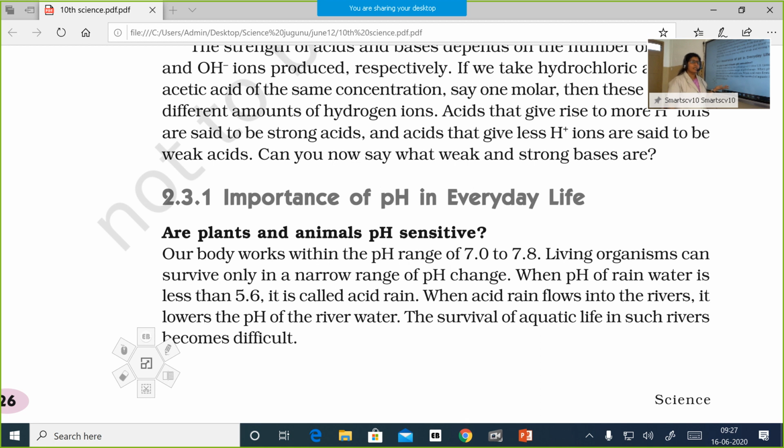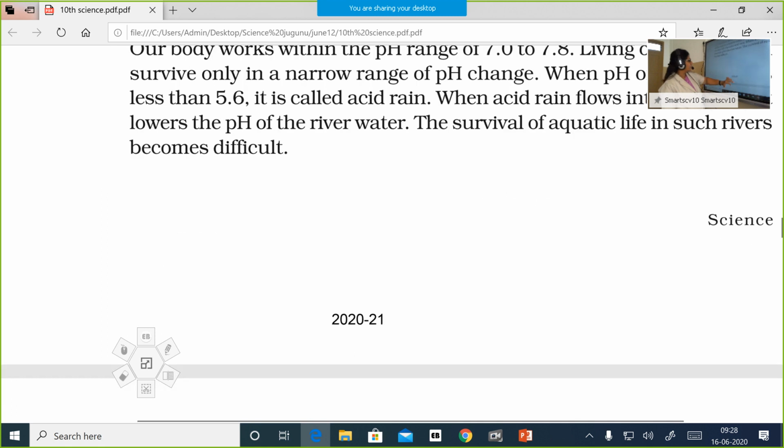So what are the impacts if it's acidic rain, you know? Naturally, the rainwater flows to nearby water resources. So the water resources become acidic. The aquatic organisms will find it very difficult to survive. So it's clearly mentioned here. When acid rain flows into the rivers, it lowers the pH of river water. That is, river water will become acidic. The survival of aquatic life in such rivers becomes difficult. So this is the first application of pH.